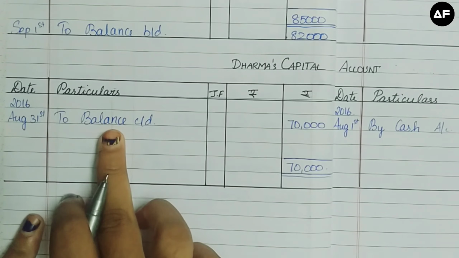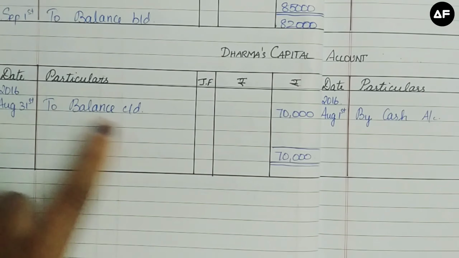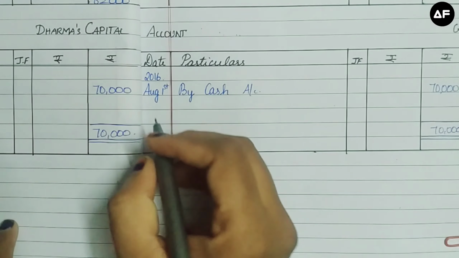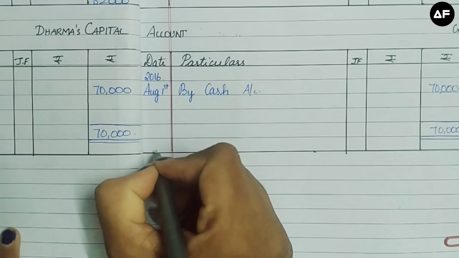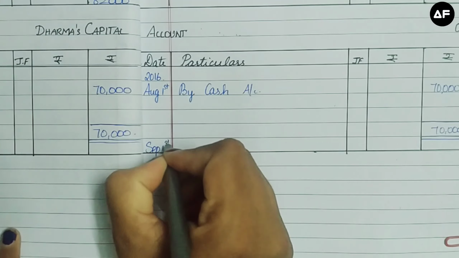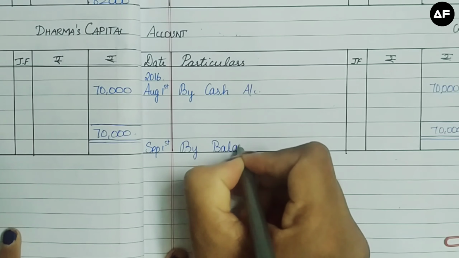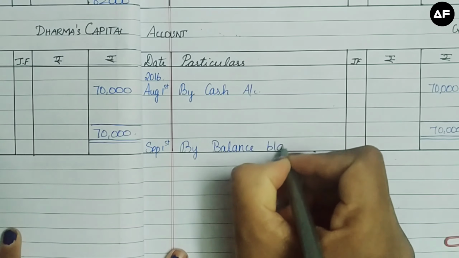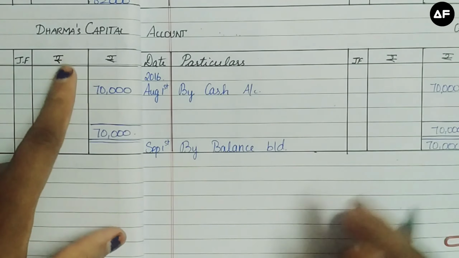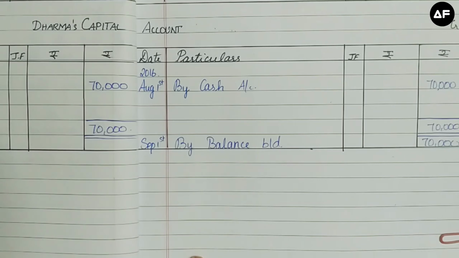So now this balance has to be taken to the next month's opening. Therefore, if it is on the debit, you are going to take it to the credit side of the same Dharma's capital account. So moving to the credit side of Dharma's capital account, under the total, I am going to record this on the first day of the next month, September 1st, by balance brought down. The same 70,000 is being recorded because that is the same value which we recorded for the carry down also. So with this, Dharma's capital account is over.